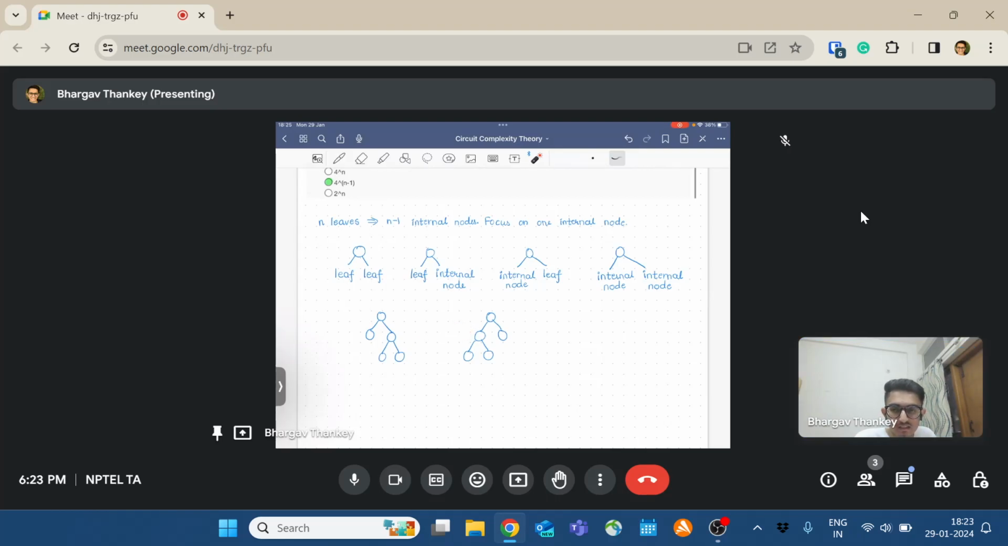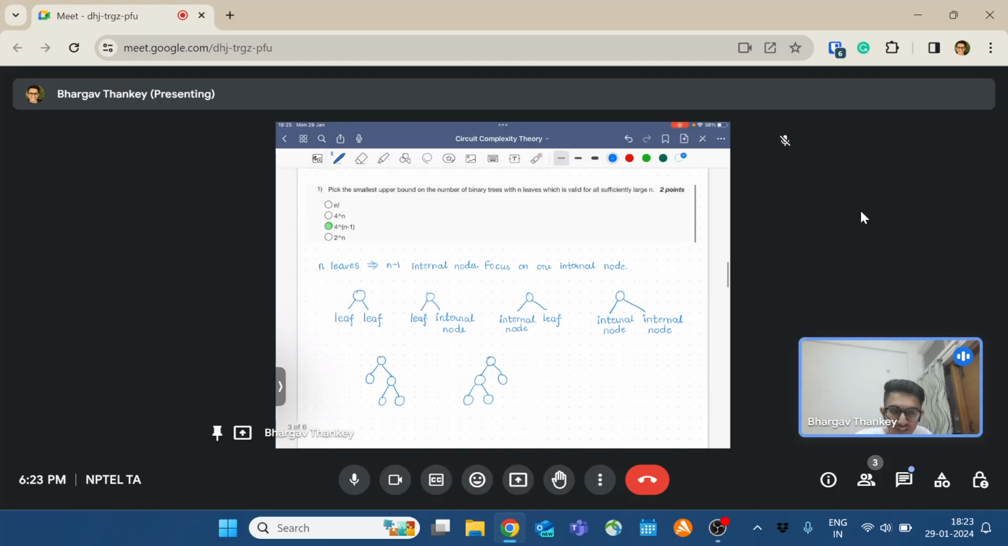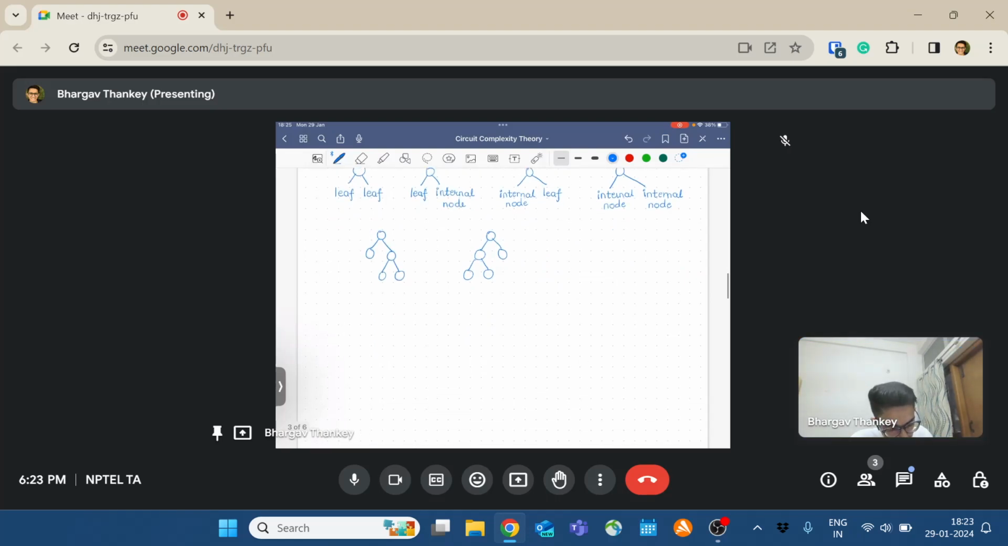Okay, and one thing, in these two questions, when it said binary trees, it must be that each internal node should have exactly two children. Otherwise, even with one leaf, there are infinitely many trees, because this is a tree with one leaf. Well, you can extend it as long as possible.